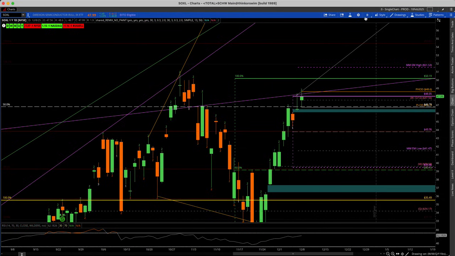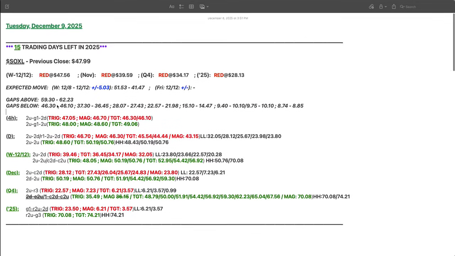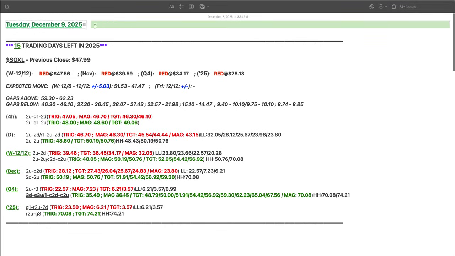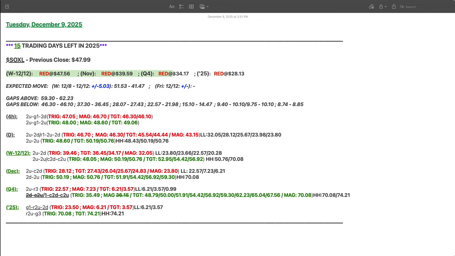Let's go ahead and go to the notes, and we can see for Tuesday, December 9th, we will have 15 trading days left in 2025. The close on Monday, December 9th was 47.99, and we know the open on Monday, December 9th was 47.56, so that gives us our flip level, and these are the flip levels for the week, month, quarter, and year, right? So for the week to go red, we would have to go below 47.56, the month to go red, below that, right? So we know we're full time frame continuity to the upside.